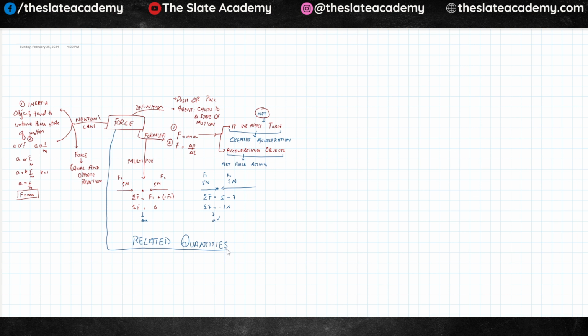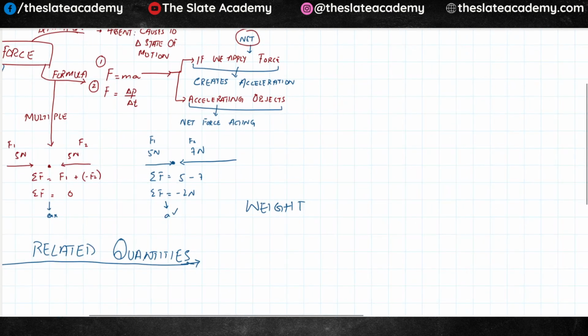Let's see the first quantity that we have got, which is what we call weight. Not exactly a related quantity. Weight is force in itself. Weight is no different from force. The difference is between weight and mass. So there are two related quantities, there is weight and then there is mass. So how do the two correlate?